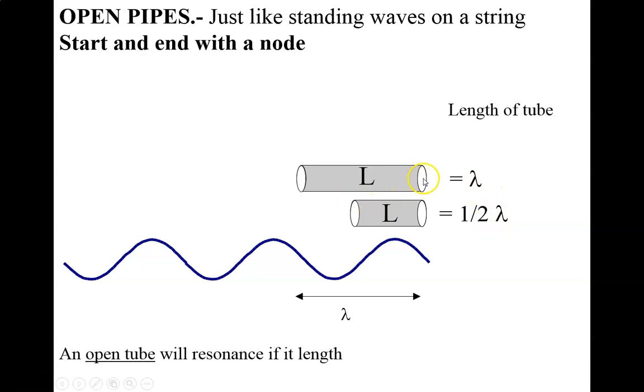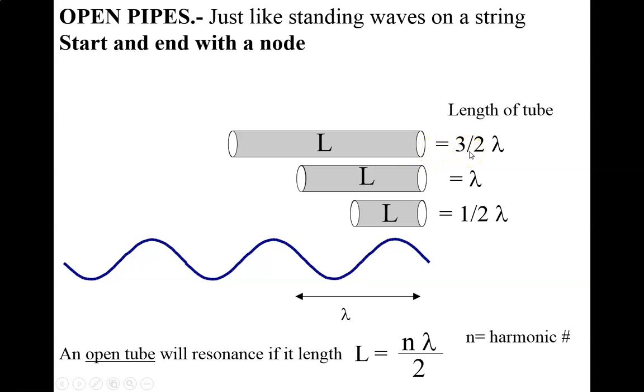The next time the wave starts and ends with a node is when I reach the next hump, and I add another half a wavelength, and I have L equals lambda. And then for my third harmonic, we have L equals 3/2 lambda. So here's the simple relationship between the length of the pipe, and this is only for open pipes. It's different for closed pipes.